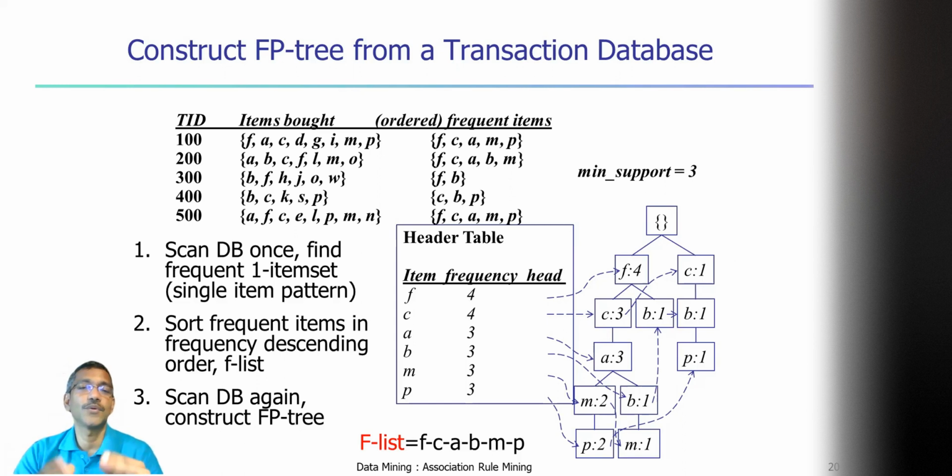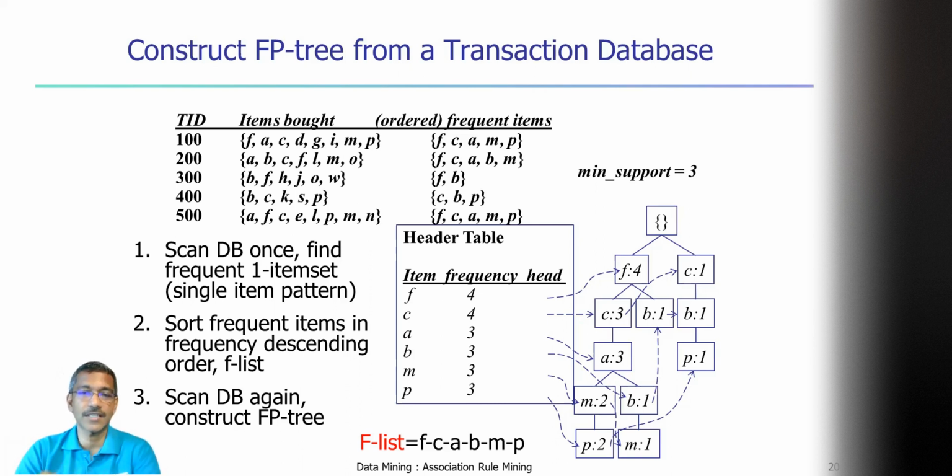So if you go to the top of the slide, you see that the original transaction has F, A, C, D, G, I, M, P. Now we change that transaction into a transaction that only contains the frequent items, and those frequent items are put in the proper order, right? Proper frequency descending order: F, C, M, P. That is a frequency descending order.